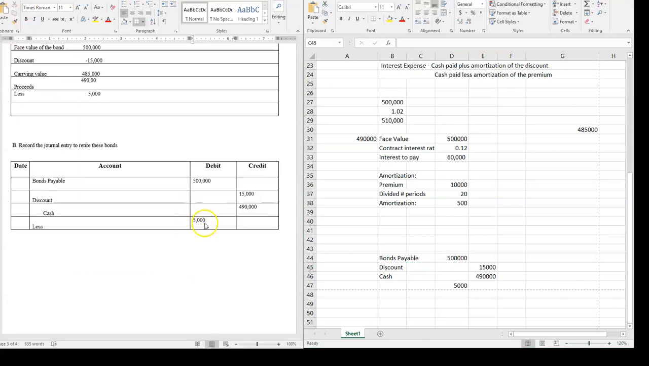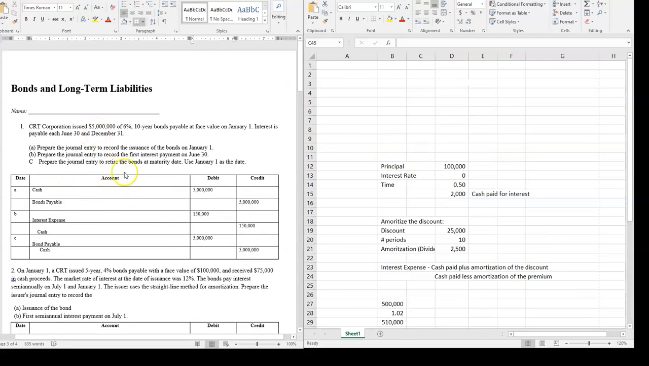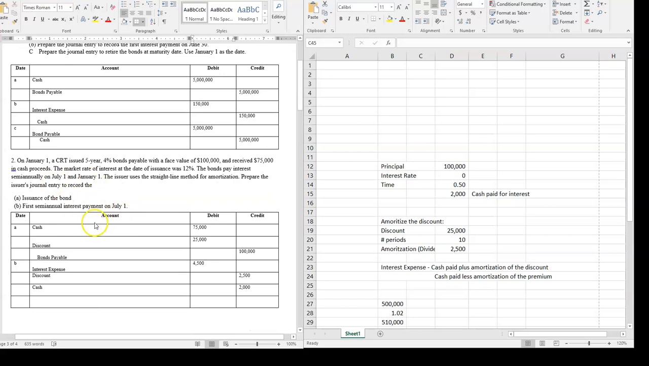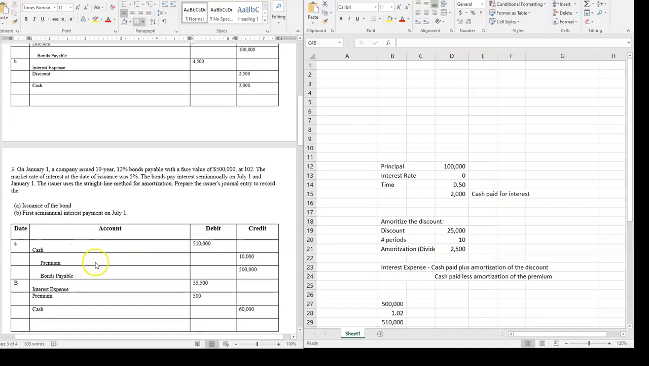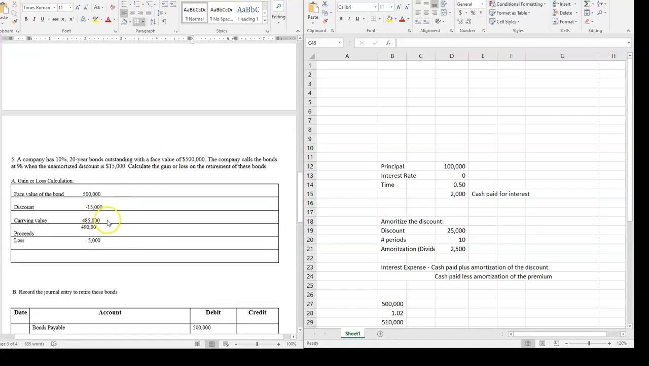All right, so that is your practice on the, let's go back to the top and remind ourselves what we did. Issuing bonds at par value, issuing bonds at a discount, issuing bonds at a premium, and calculating the gain or loss with an early redemption or retirement of a bond. That just means that they called the bond early, and so they recognized a gain or a loss because the amount that they had to pay was different than the carrying value of the bond. So let me know if you have any questions. Thanks.